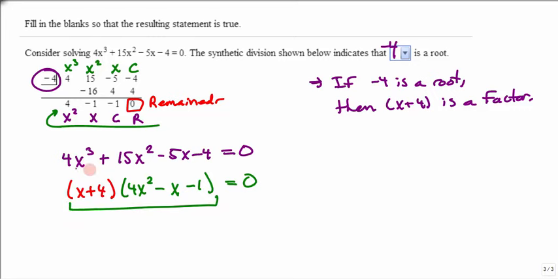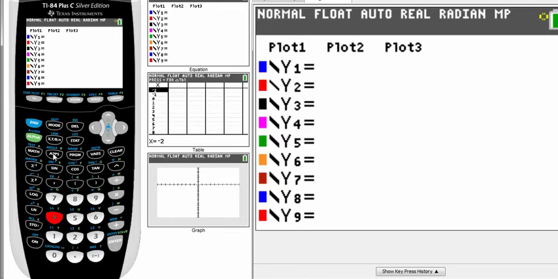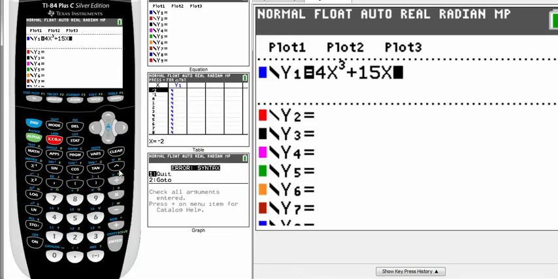But this is how this third degree polynomial factors. This piece will give me a solution or a root of -4. This piece does not give me any solutions at all. Now if we were to graph this, let's see what it would look like. So we'd have 4x cubed plus 15x squared. So we'd hit the y equal key. So 4x cubed plus 15x squared minus 5x minus 4.